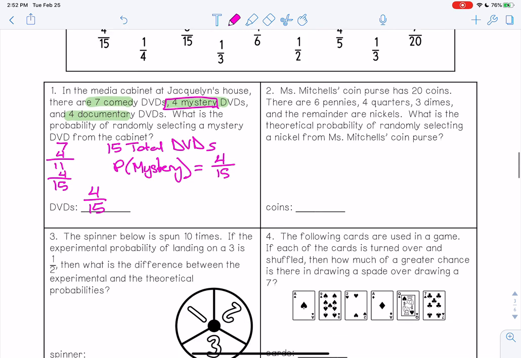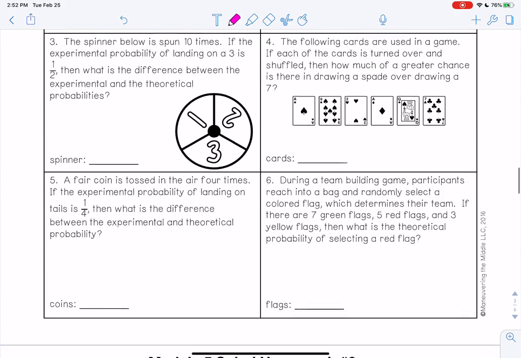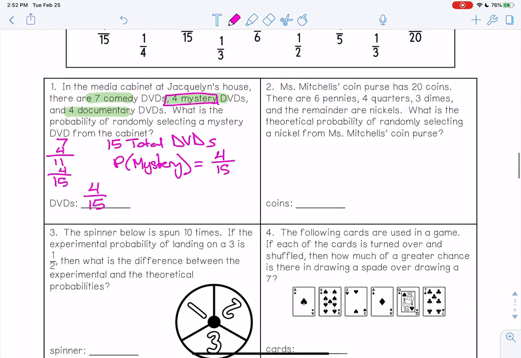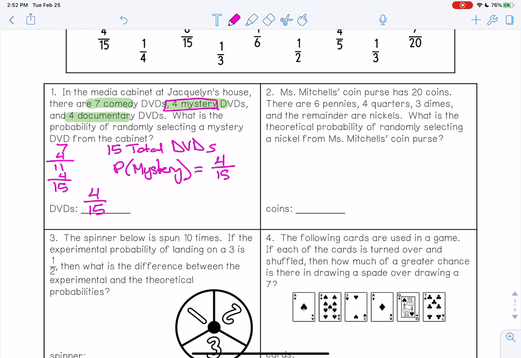So you're going to go through, and 2 through 6 are just like number 1. You're just going to go through, read the problem, and then try to write out what the probability of each one is. Go ahead, and I want you to pause the video, try to do that on your own, and then when you're ready to check your answers, restart the video and see if you got them right. Go ahead and pause the video now.